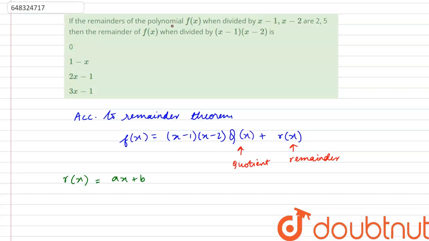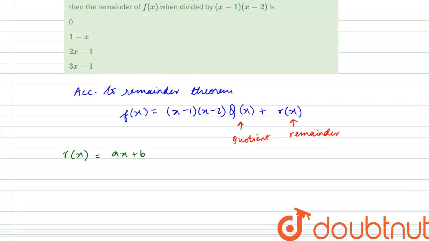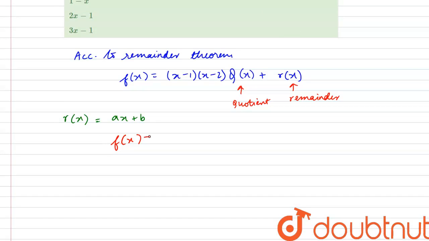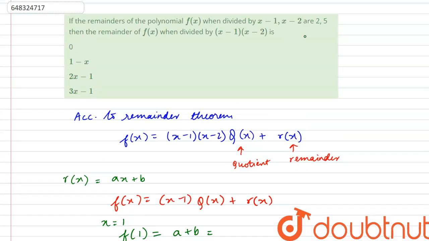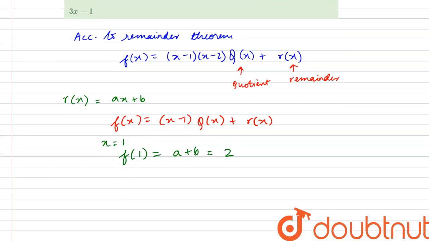So that is why it is a linear equation. Now let us say that f of x is first divided by x minus 1. So we have f of x equals x minus 1 into the quotient of x plus the remainder of x. This remainder is a function of x, that is why we have kept it in the x form. Now let us say that x is equal to 1. Then f of 1 equals, this part becomes 0, and we need the remainder when x is equal to 1. That is a plus b, and this is given to us as 2. Let us call this equation number 1.